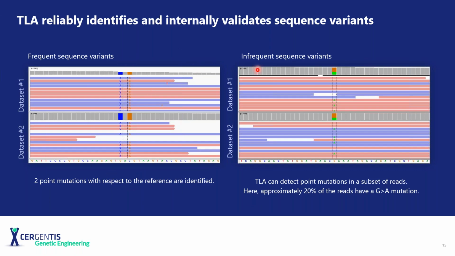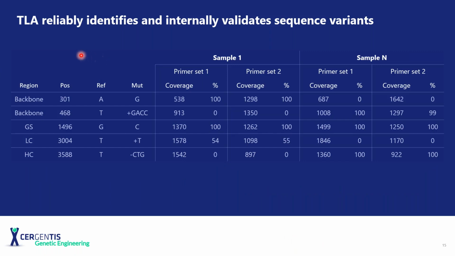And this is for the case of frequent variants, but if there were any infrequent variants, TLA would also be able to detect them. And here we will be able to tell you which percentage of the total reads is supporting this. So here we have approximately 20% of the reads showing the A substituting the G. This is a reflection of the bulk sample, and unfortunately it doesn't tell you anything about a single cell. And all this single nucleotide data is reported in convenient tables where you know which primer set is supporting the mutant, with how much coverage, percentage of the reads, etc., and you can even compare between samples.